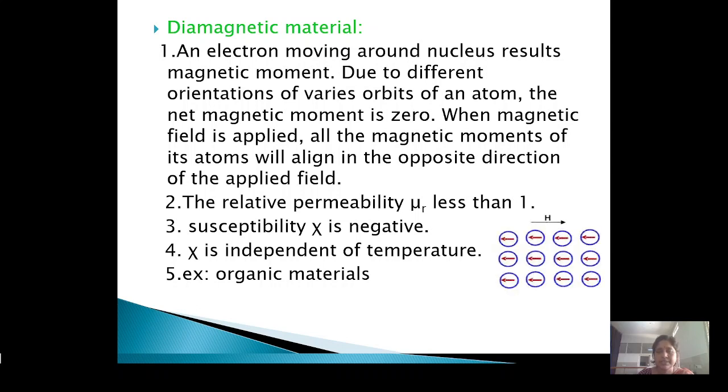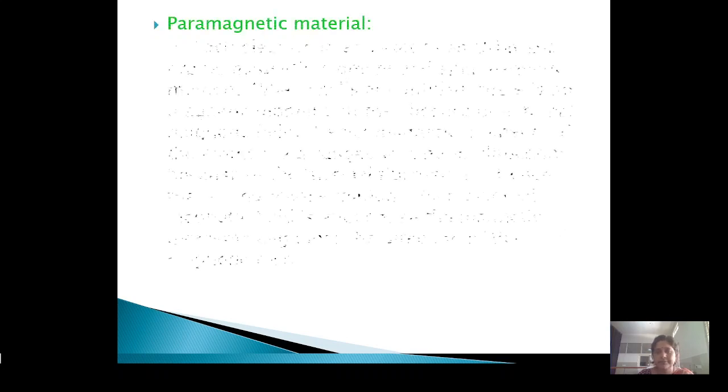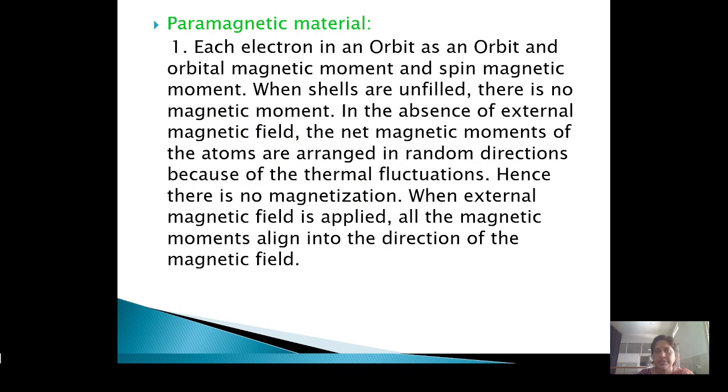See here the alignment of magnetic moments in the opposite direction of the applied field. Second one, paramagnetic material. Each electron in an orbit produces an orbital magnetic moment and a spin magnetic moment.